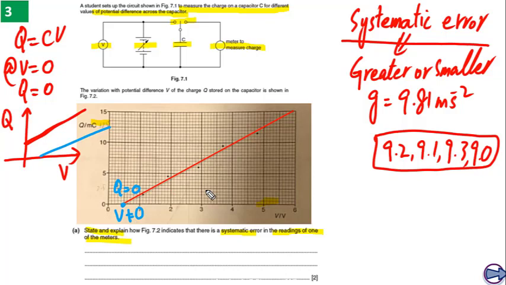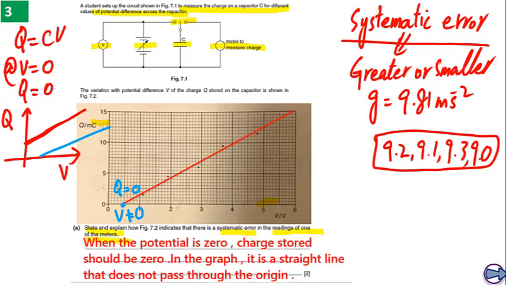Now let me explain to you how to write a proper answer for this question. So here is our final answer. This is how you can write down your final answer. You can see here, the first thing we said: when the potential is 0, the charge stored has to be 0, but it is not 0. It means there is systematic error. So if you write this, you will get 1 mark.